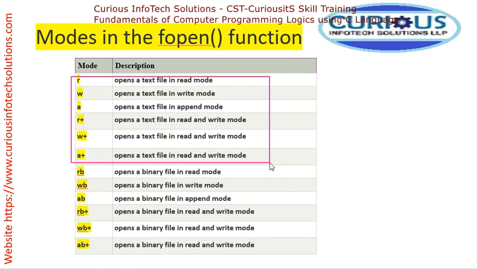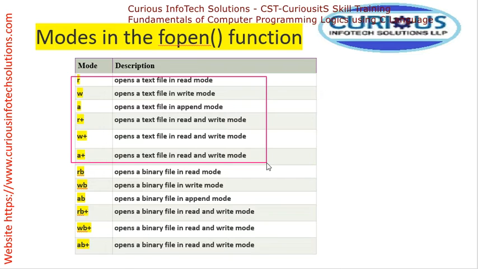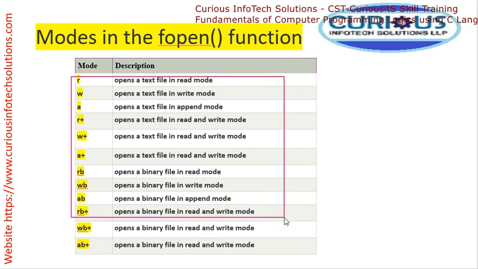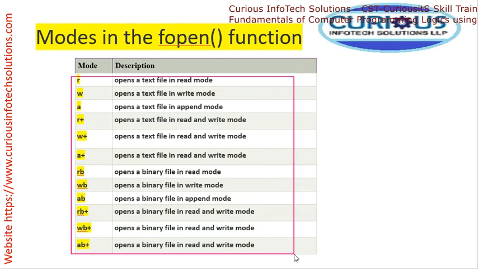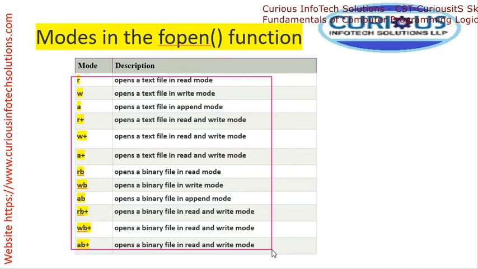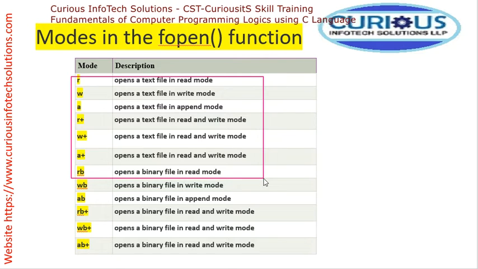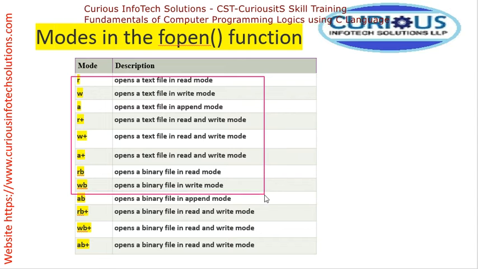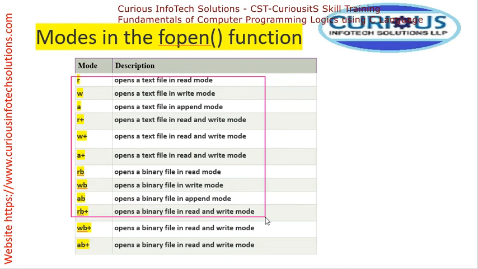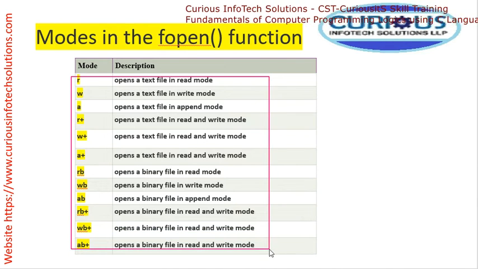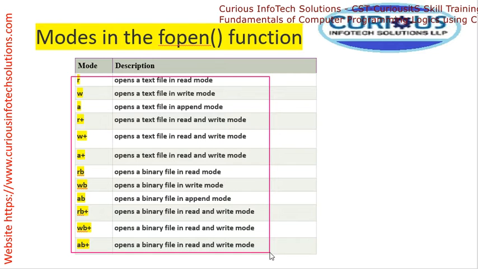a plus opens a text file in read and write mode. rb, wb, ab, this b is nothing but for the binary file, similar to the text modes. rb is for what? Open a binary file in read mode, then write mode, then append mode, then read write mode, then wb plus read and write mode, and lastly ab plus opens a binary file in read write mode.